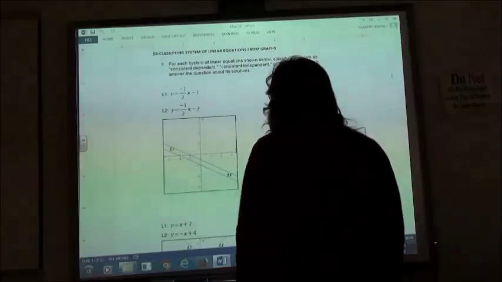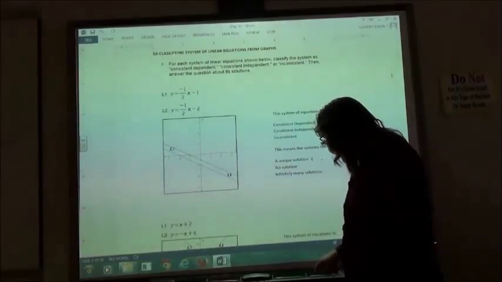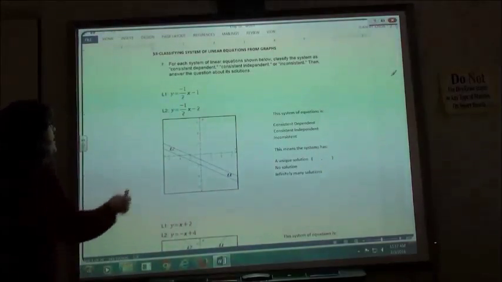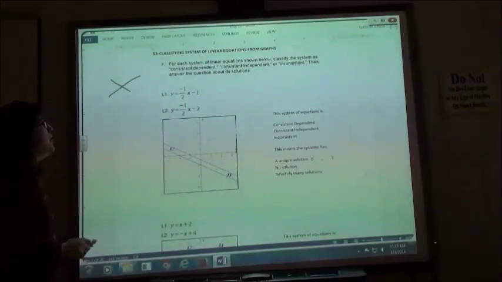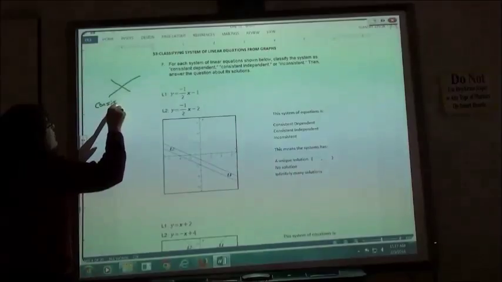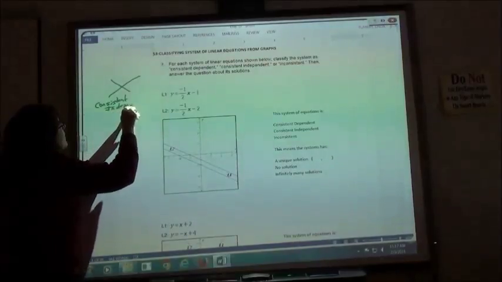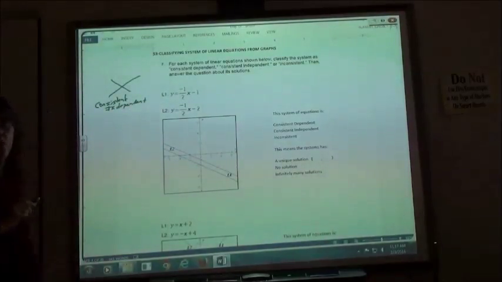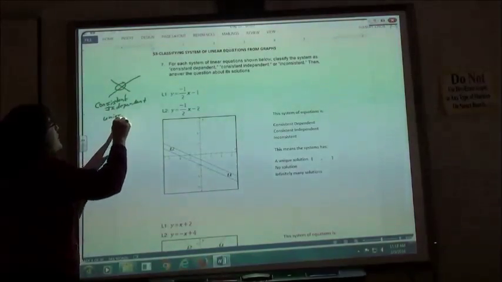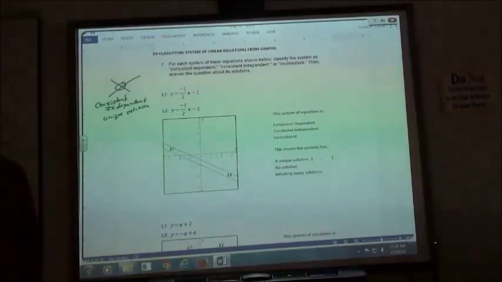Seven, 8, and 9 are classifying systems of linear equations from graphs. We're going to do systems of equations that are two lines. And if I have two lines, there are three different ways I can draw two lines. One way is just to have one line that intersects with another line. If one line intersects with another line, it's called consistent because it has an answer. Independent means it has one answer. The one answer is the point wherever they cross. So these will have a unique solution, whatever the point that they cross in is what your answer is.